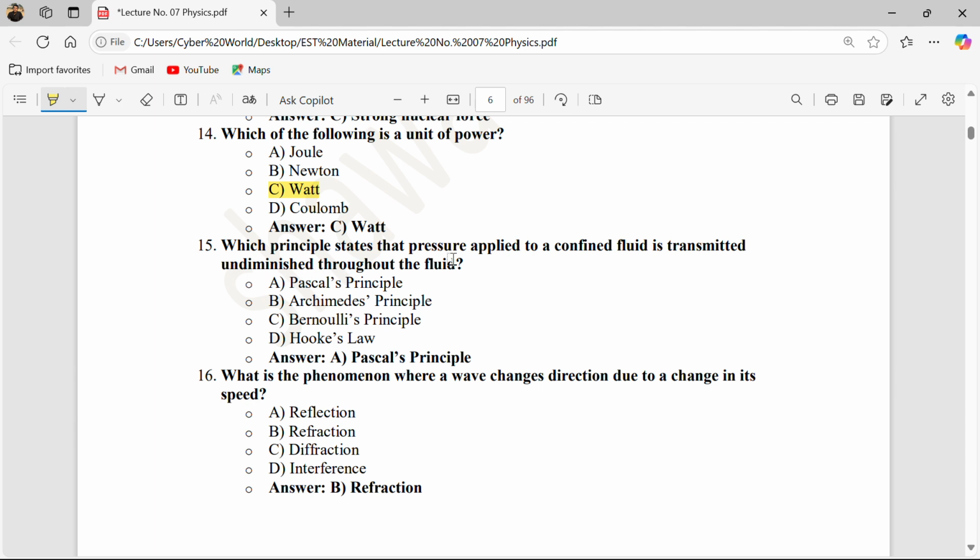Which principle states that pressure applied to a confined fluid is transmitted undiminished throughout the fluid? Yes, basically Pascal's law tells us about how we apply pressure to a fluid to transmit it undiminished throughout the fluid. So the answer is Pascal's law.